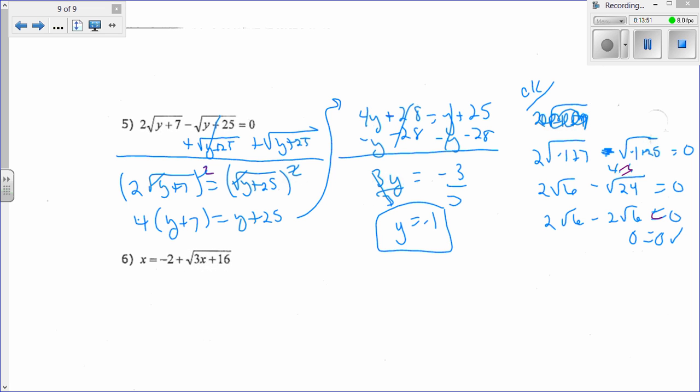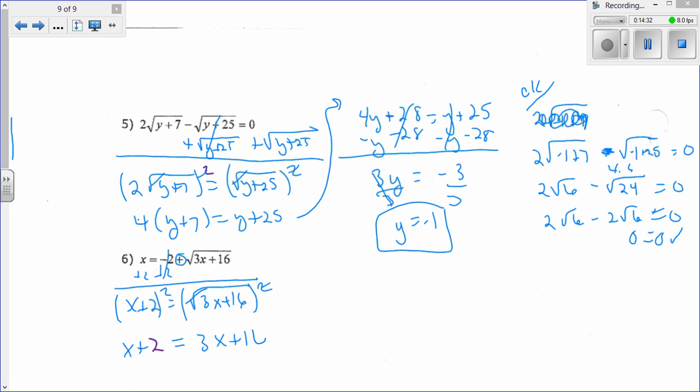And the last one, my radical is not alone because I'm adding here. So I need to move the -2, so I'm just going to add 2 to both sides. So it's x plus 2 equals the square root of 3x plus 16. So the next thing I want to do is just square both sides.